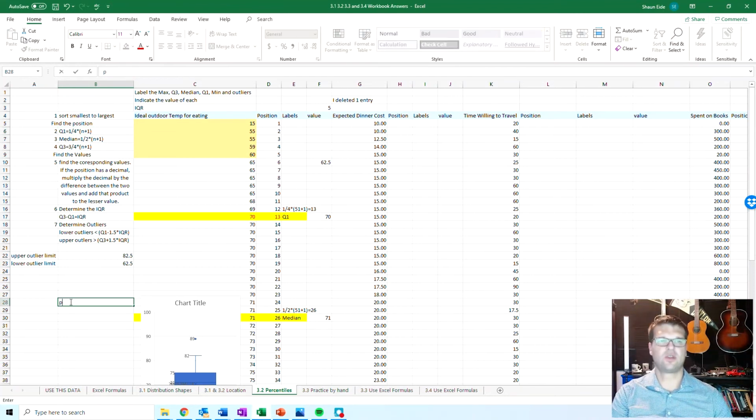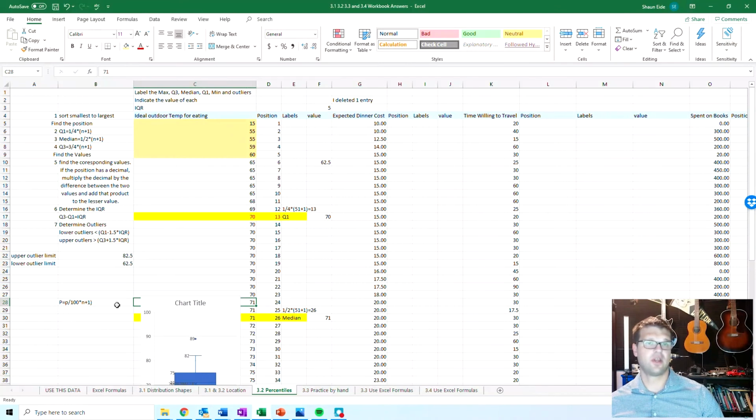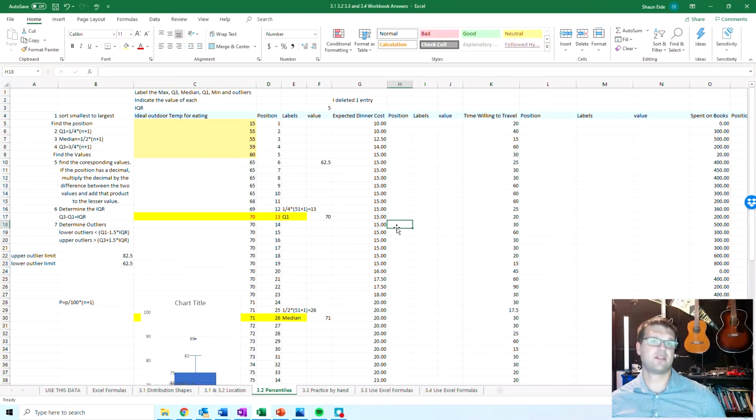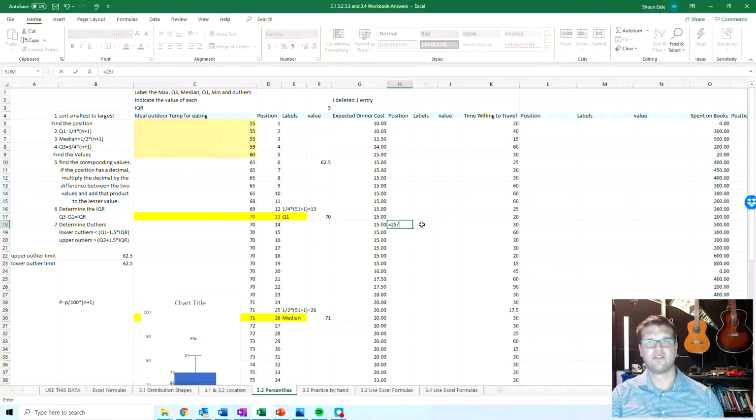And the reason why is because when you calculate a percentile, percentiles equal the percentile that you're looking for over 100, multiplied by n plus 1. So the percentile that we're looking for is the 25th percentile. The 25th percentile is the exact same thing as quartile 1. And so this particular data set, like I said, I deleted one entry. So it's got only 50. So what we're going to do is equals 25 divided by 100 multiplied by 50 plus 1. And that's going to give us 12.75.